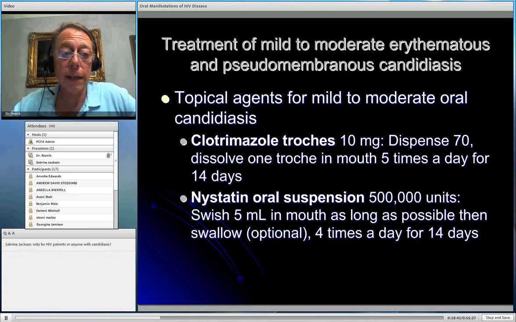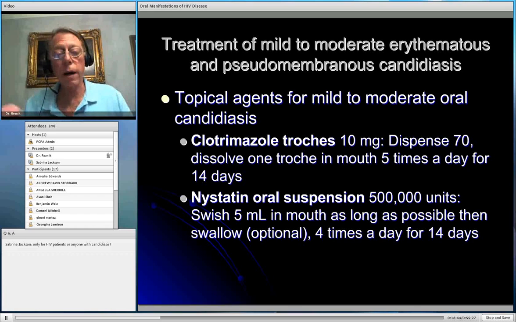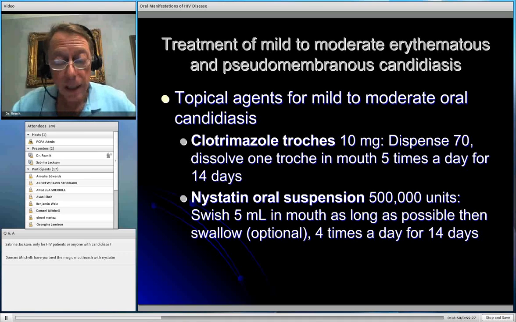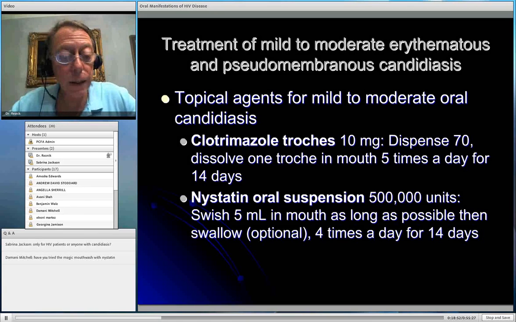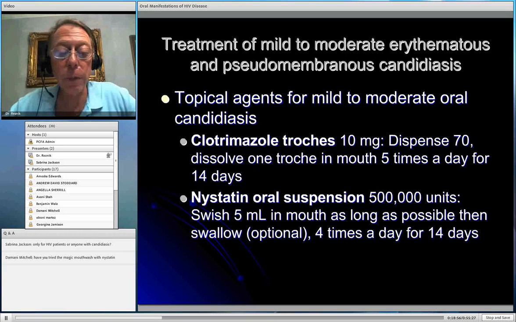My other issue with nystatin is it says to swish and swallow. If anybody's ever seen a swallowing study, you'll see that anything that you swallow goes down the esophageal path. It goes real fast. So it's not going to have any kind of benefit by swallowing it. So there's no reason to swallow it. If I am forced to use it, I do have people rinse as long as possible and then spit the stuff out. It does cause GI distress.